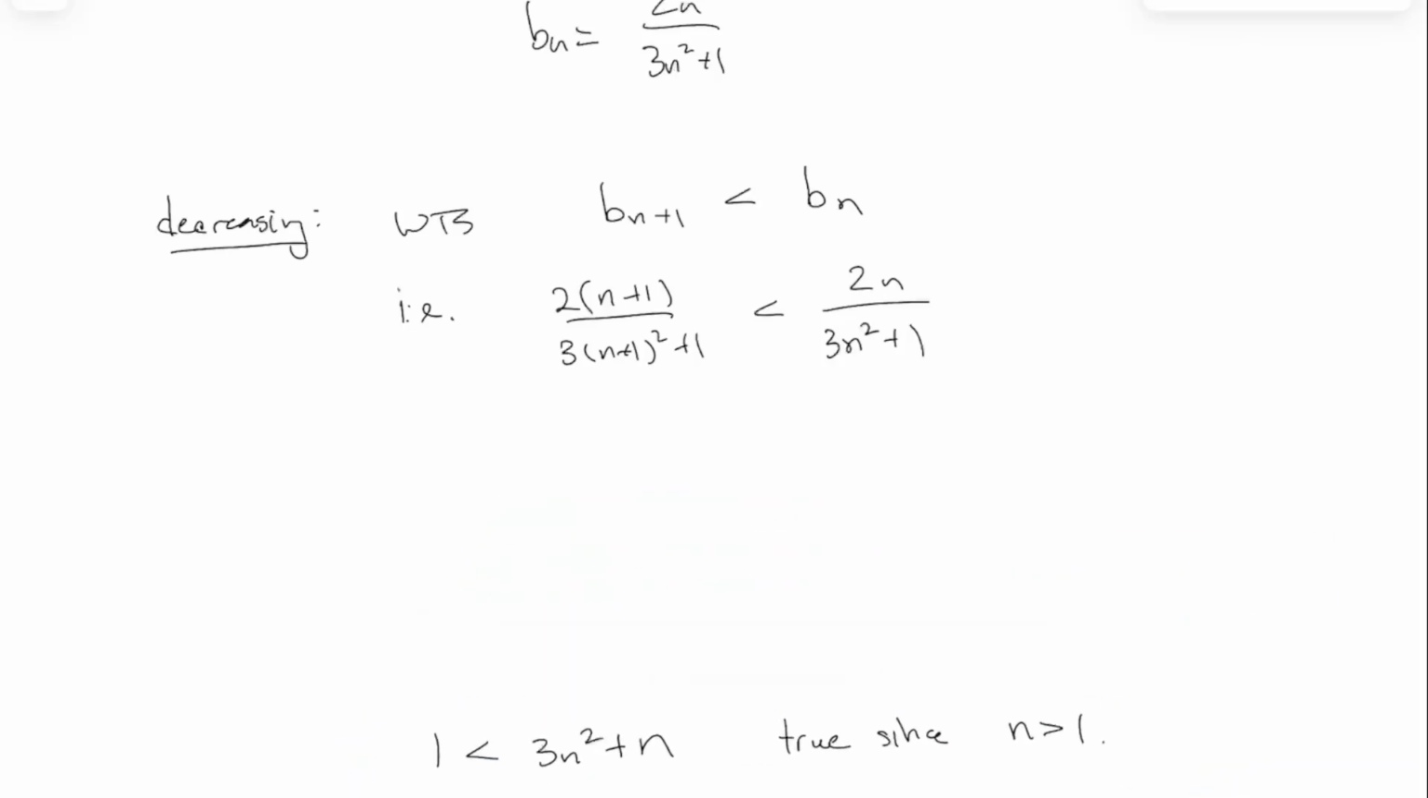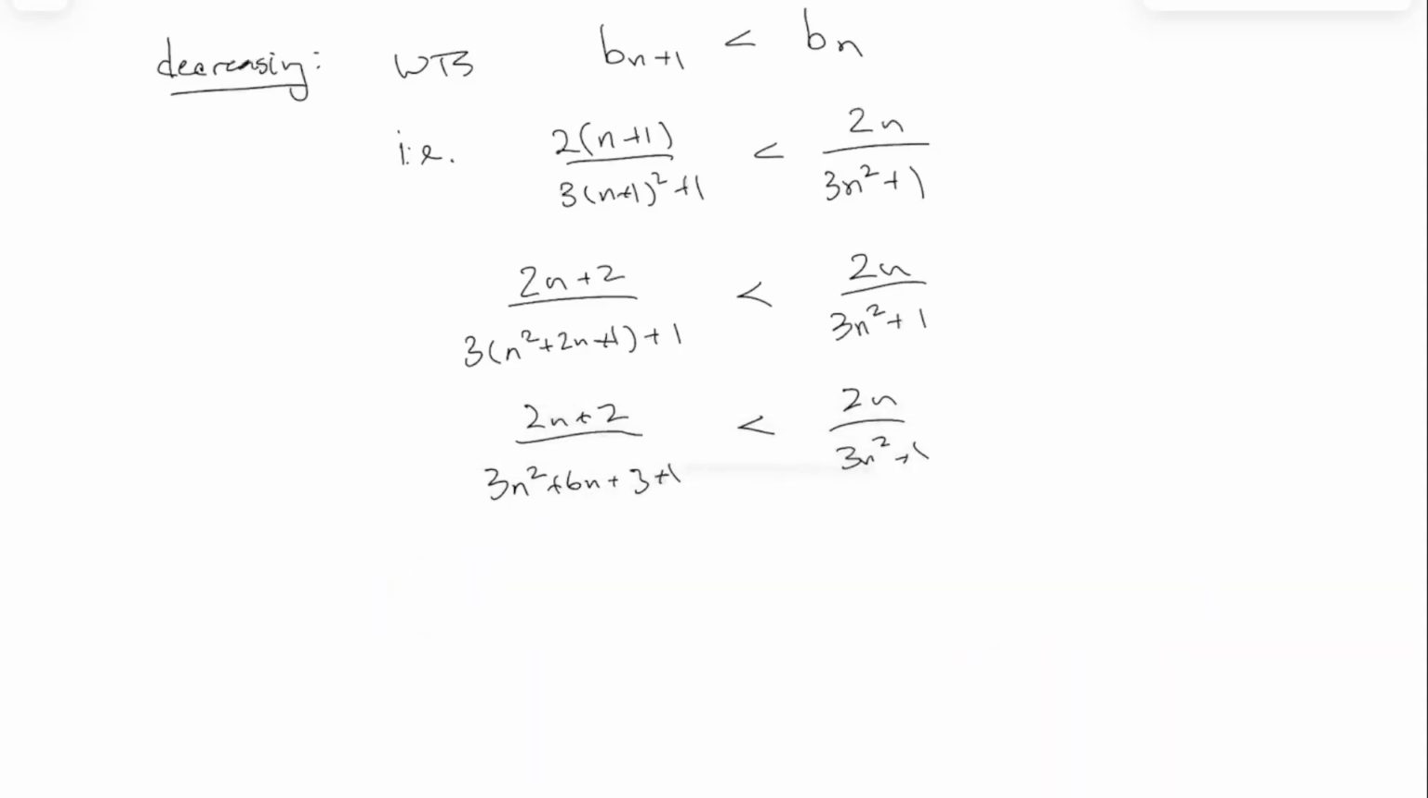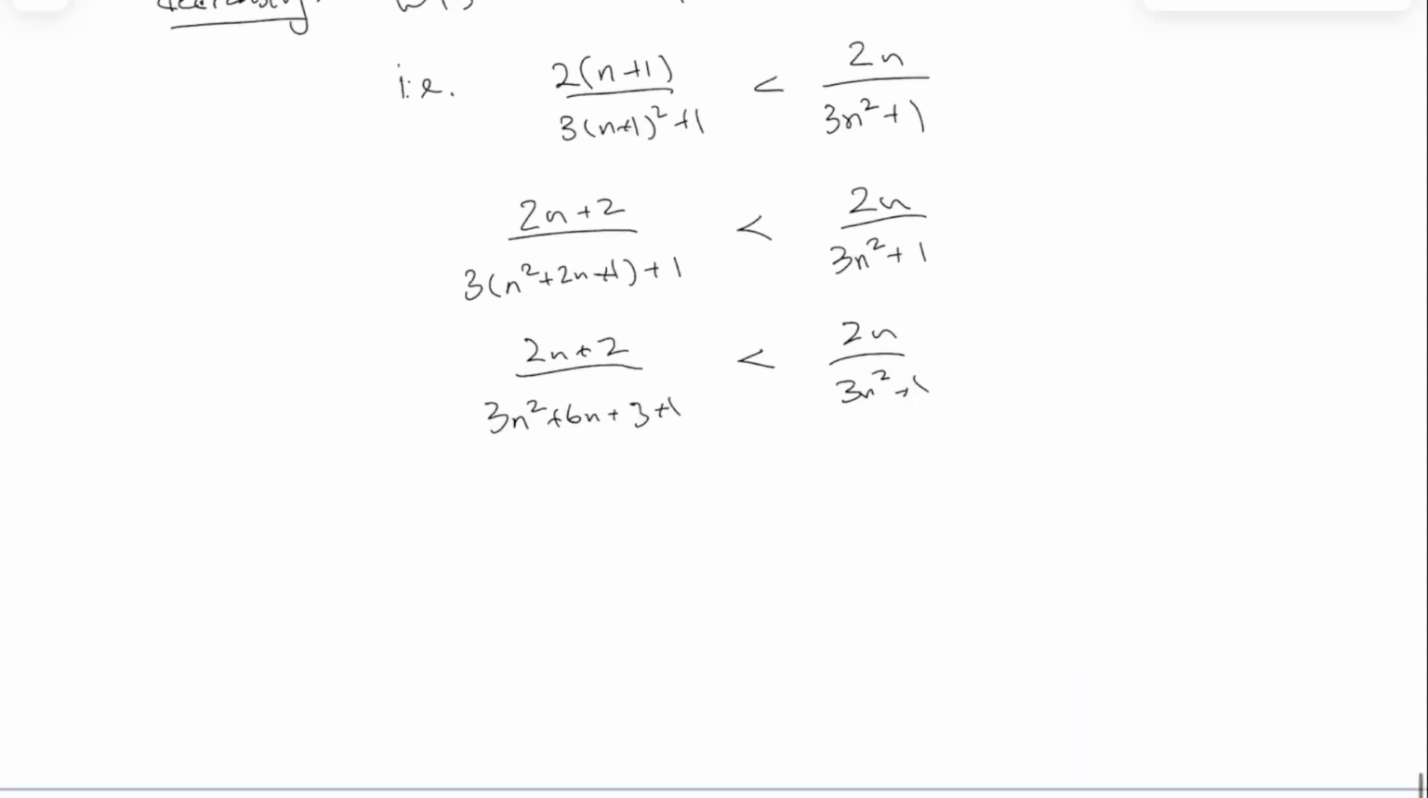So what I would do here is distribute on top first, 2n plus 2. On the bottom, do the FOIL there. It's 3n squared plus 2n plus 1 plus 1. Less than, here is the same as it was. And then distribute the 3 on the left side. Sorry, 2n plus 2 over, distribute the 3. 3n squared plus 6n plus 3, and then plus 1. Let's see if I can actually make it to where I said I got. All right, doing okay so far?